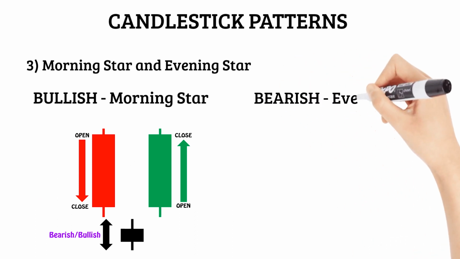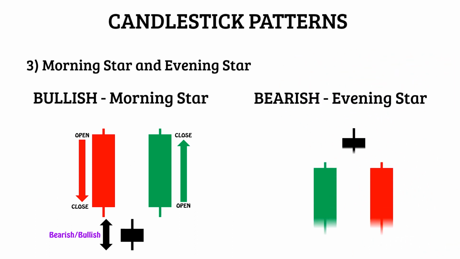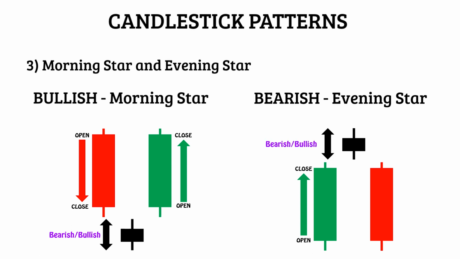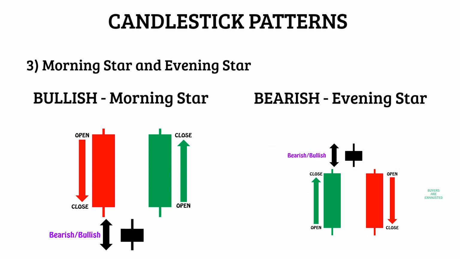Evening star is the opposite of the morning star candlestick pattern. It is a bearish reversal pattern. It is the combination of 3 candles in a specific manner. One bullish candle, gap up to a small candle. This candle can be bearish or bullish, but it should be small. And gap down to a bearish candle that closed below the half body of the bullish candle. In short, an evening star tells you that the buyers are exhausted and the sellers are in control.